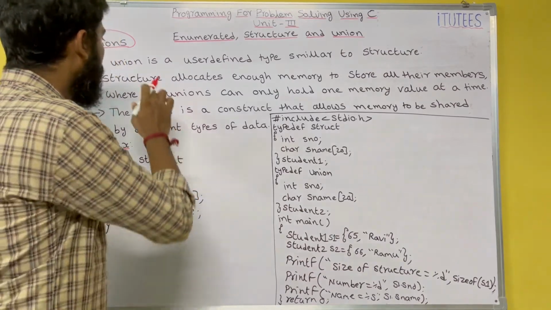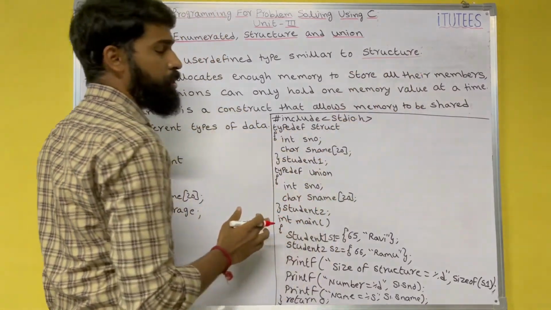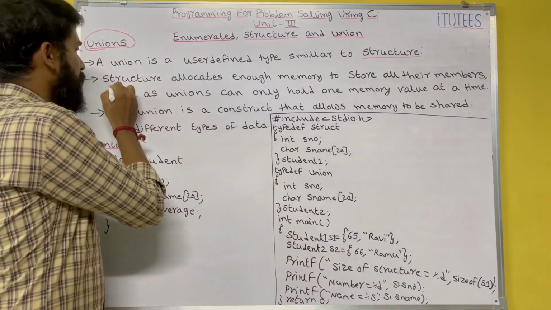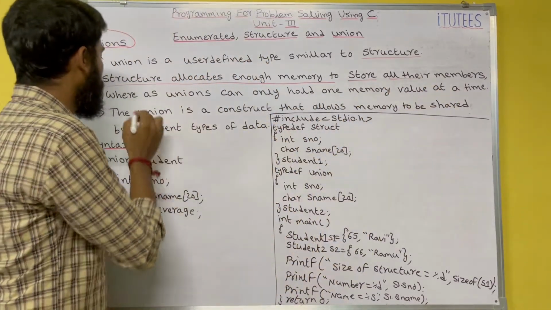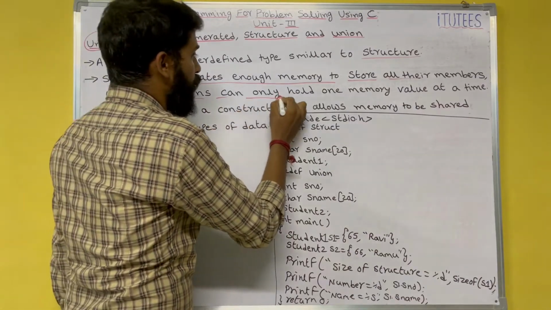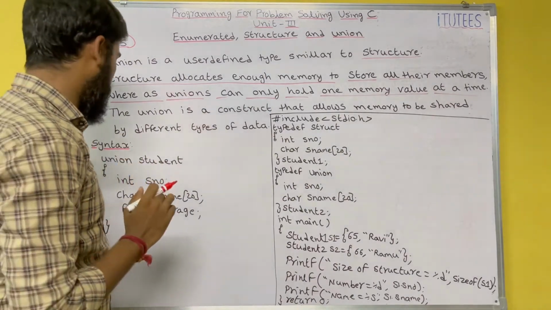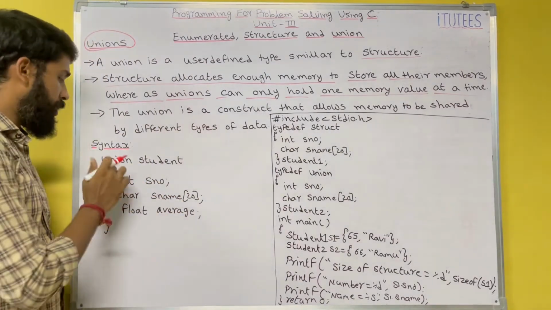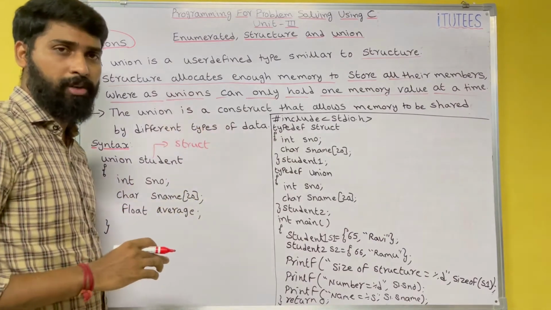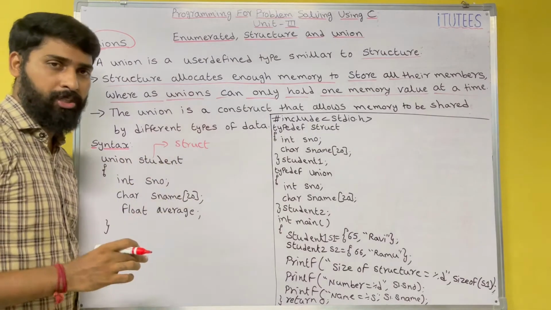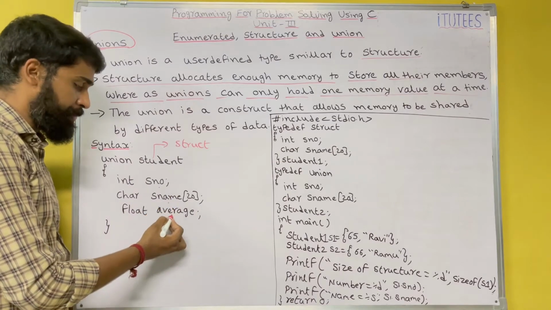We will see that. A union is a user defined type similar to structure. A structure allocates enough memory to store all its members, whereas a union can only hold one memory value at a time. What does it mean? For example, here this is the student. Now I define this student as a structure, by using the struct keyword. What are the fields in this student? S number, S name, average.